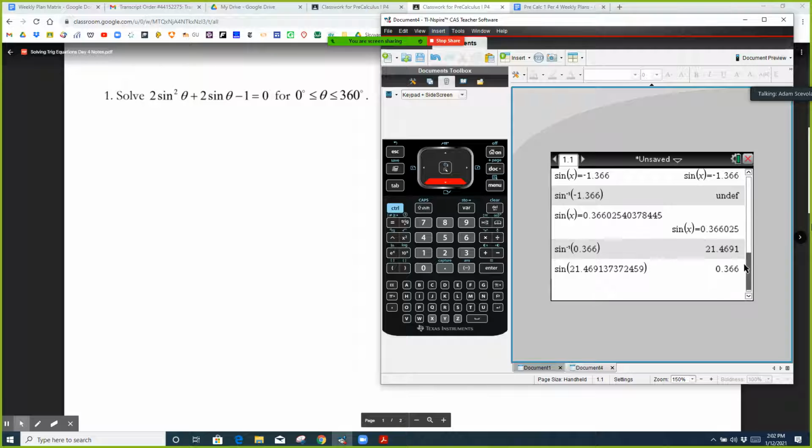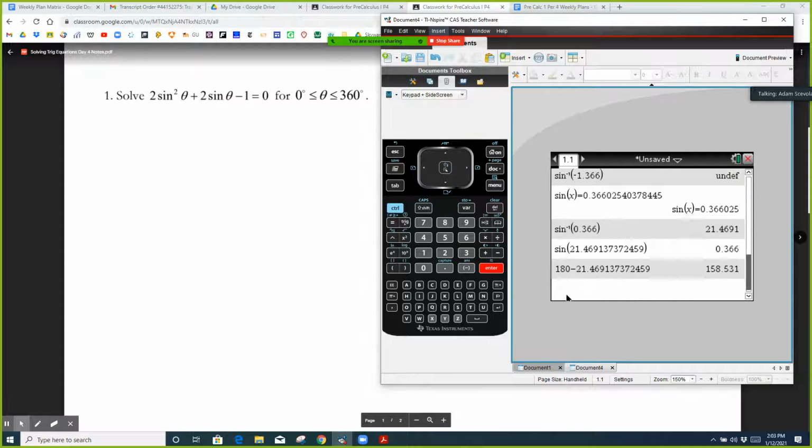Now, another solution, because I took the sine of 21 degrees and got a positive ratio, 0.366, because 21 degrees is in quadrant 1. Sine of angles in quadrant 1 and 2 will always be positive. 3 and 4 will always be negative. And you can remember that by doing ASTC: All Students Take Calculus. So I can also find the angle in quadrant 2 by taking 180 and subtracting the reference angle.